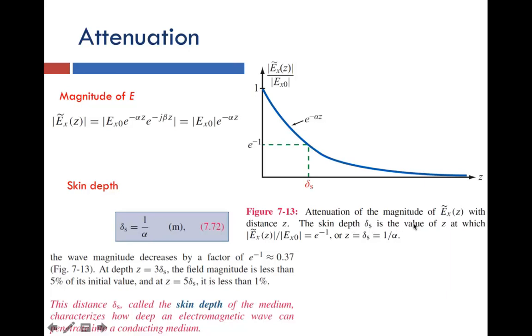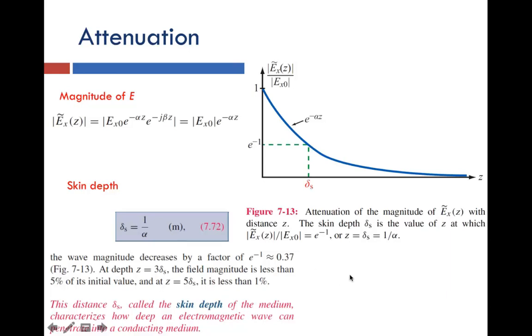Basically, delta S is the value of z at which the electromagnetic field is 1 over e of its original intensity. So skin depth is a common property. Notice that it's a function of alpha. Let's remember what alpha was a function of. It was a function of the conductivity, the dielectric permittivity, mu, and omega. So what this means is that the skin depth, or the depth into which an electromagnetic wave will penetrate a lossy material, is a function of omega.